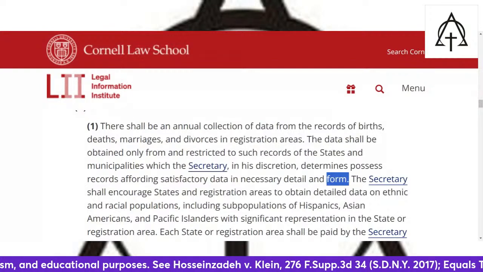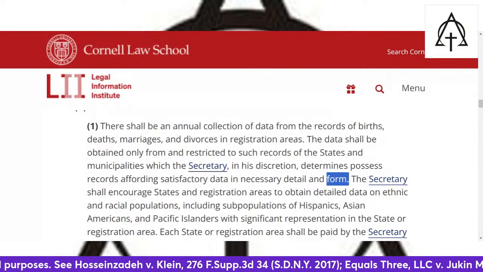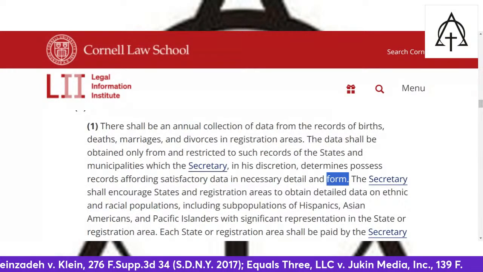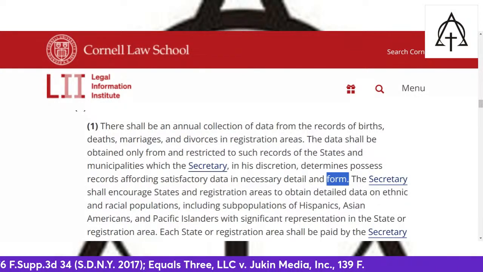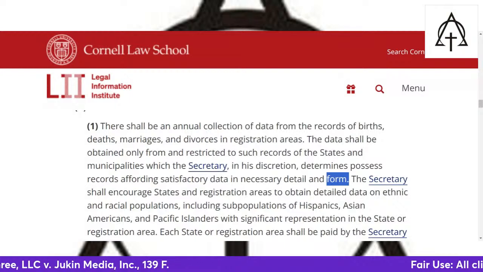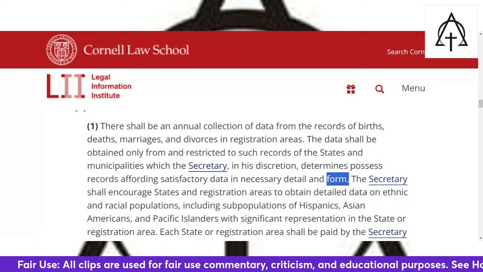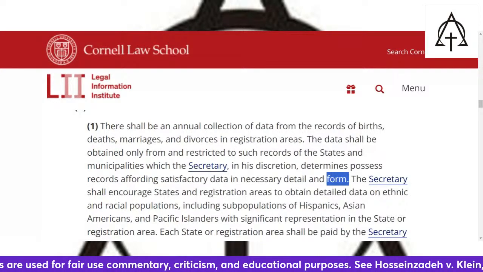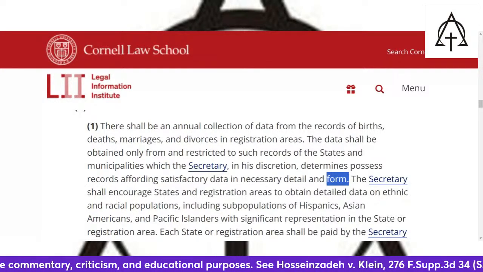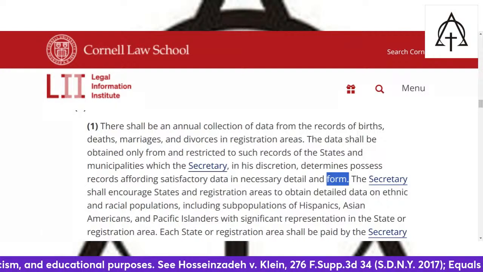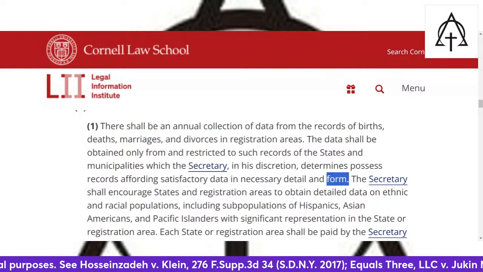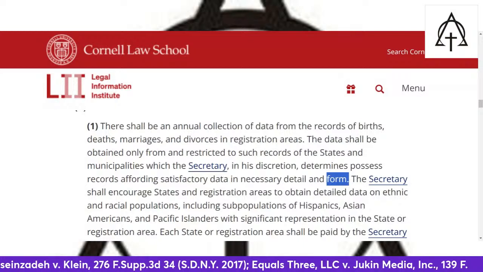So the first thing they do upon that enumeration at birth is the creation of the legal name, which is a first name and last name, which is a different form of the given name and a family or group name. You see what happens by the grammar folks. Affording satisfactory data in necessary detail and form. So the detail and form that's required is the legal name and not the spiritual.